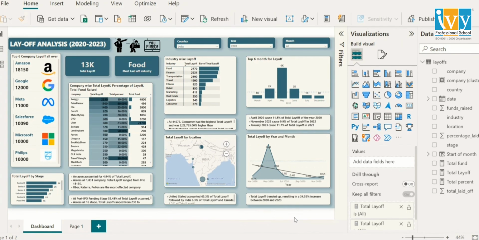In this video, I have given an overview of the dashboard. In the next videos, I will discuss how we can create all these visuals and slicers.